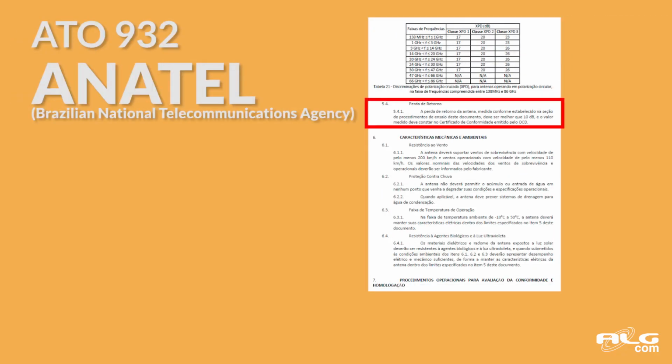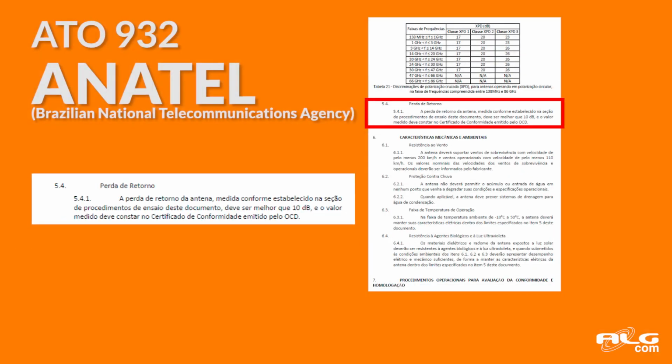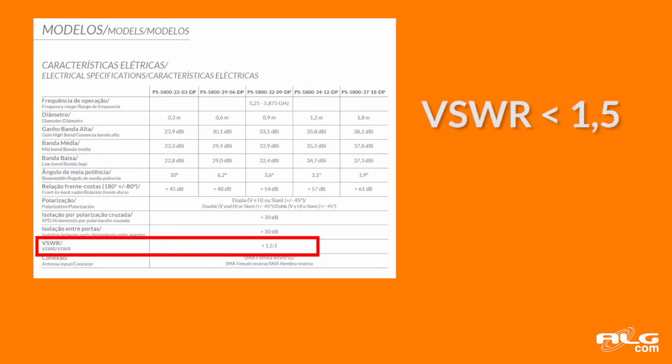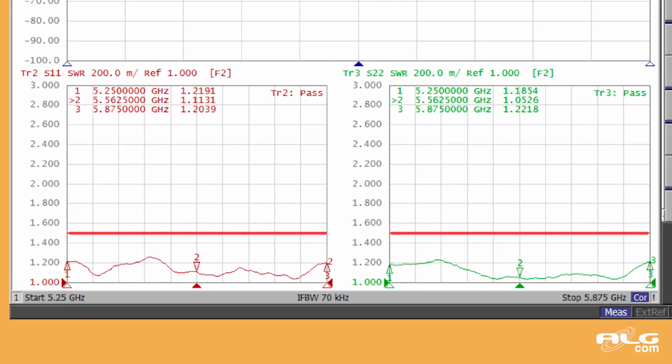According to Anatel, the Brazilian National Telecommunications Agency, on the ATO 932, return loss values are required to be better than 10 decibels. This is the same as a VSWR smaller than 2. In our datasheet, we declare VSWR is smaller than 1.5. In this example, the VSWR levels are below 1.5, which guarantees excellent quality and a low return loss.